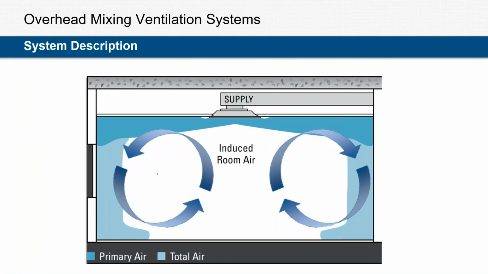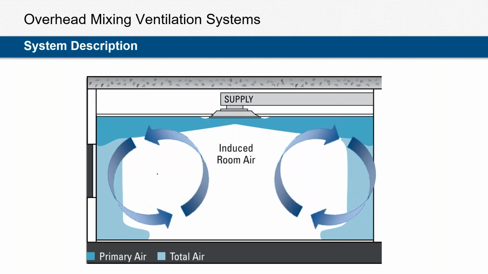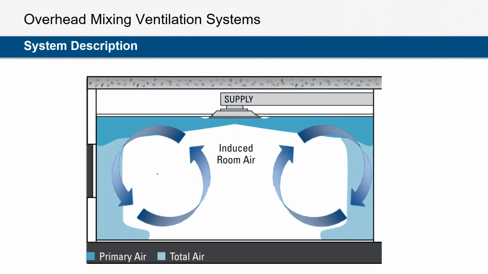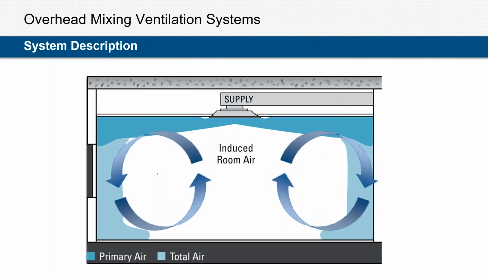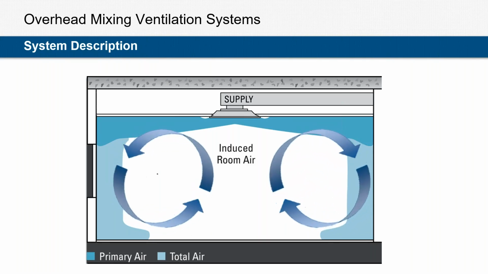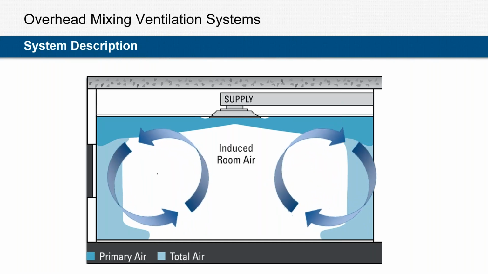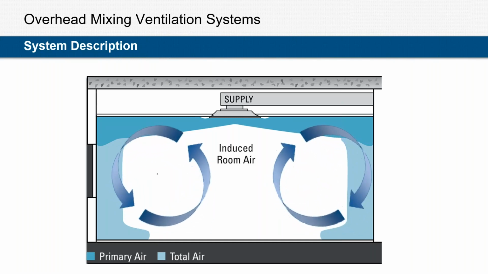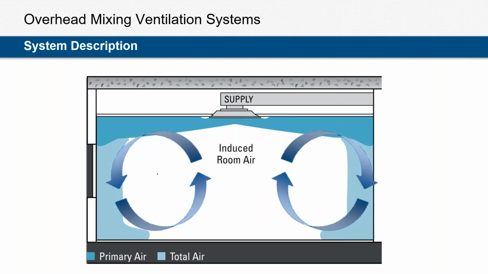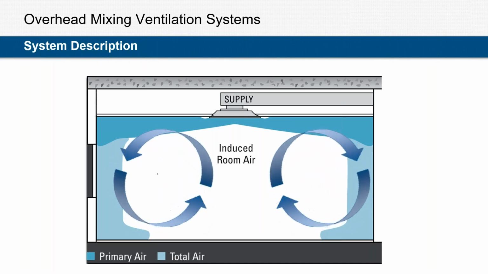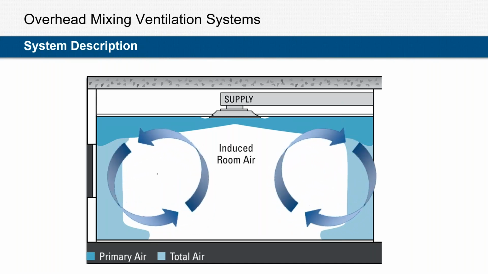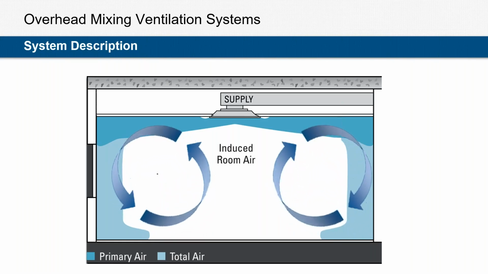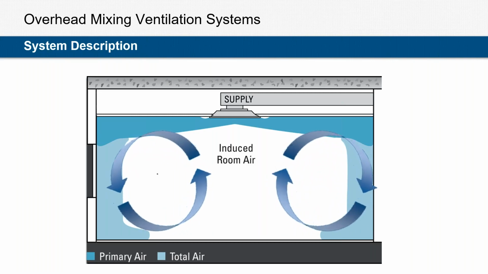So what we have here is a typical overhead mixing air ventilation system. It is called mixed air system because that's exactly what it's supposed to happen. Fresh conditioned air is delivered to the space through air outlets located in the ceiling, or in some cases the high sidewall. The air from these outlets is supplied at high velocity, which entrains room air, causing air motion and mixing with all of the air within the room to condition the entire space.